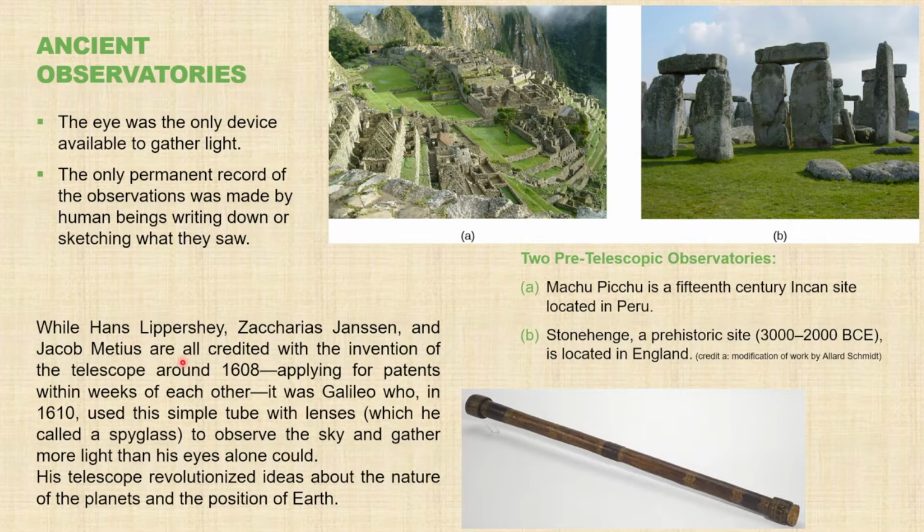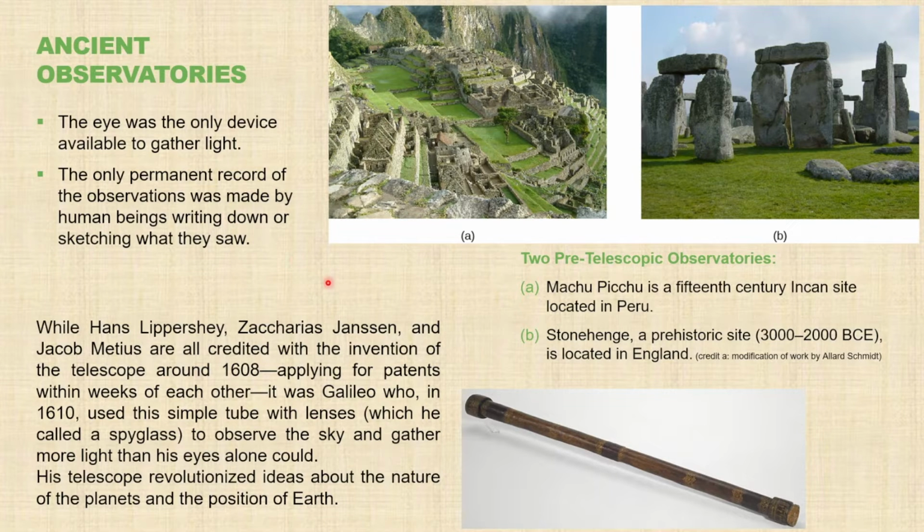However, there are other claims from these inventors, Hans, Zacharias, Jacob. They filed for the copyright as well, credited to the invention of this telescope around 1608. They have patents to it. So maybe we should not give entire credit to Galileo, but Galileo definitely used it for astronomical purposes.